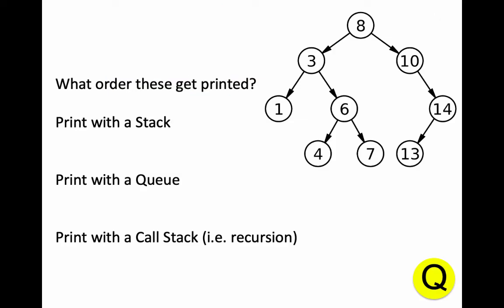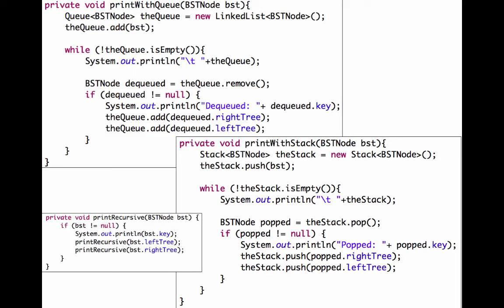And I want you to trace through the order in which the nodes will be printed here. So in general, you're filling out what's the order that these keys get printed for stack, queue, and then the call stack or that recursion one. And you can pause it on this slide or go back earlier in the video to see the full code. So here are the 3 things that you're tracing. And you should pause it here, but I'll keep going.